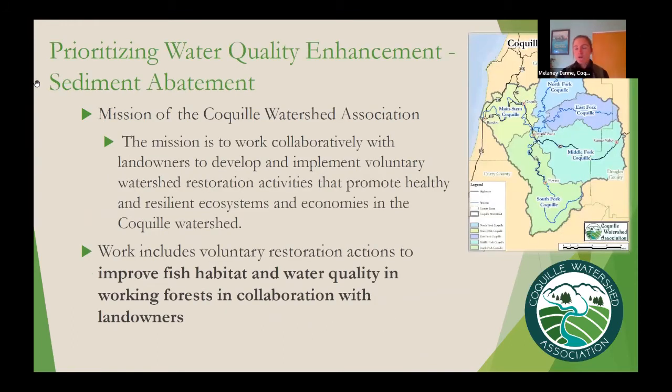So to start, I just wanted to orient everyone to our mission, which is, I think, very similar to watershed councils across the state. Our mission is to work collaboratively with landowners to develop voluntary watershed restoration activities that promote both a healthy ecosystem as well as a robust natural resource economy in the Coquille watershed. A big component of living out our mission as an organization is working on projects that improve fish habitat and water quality on working forests throughout the watershed.